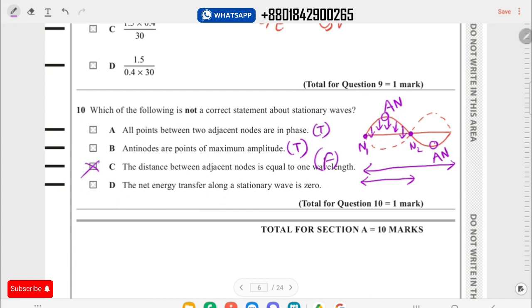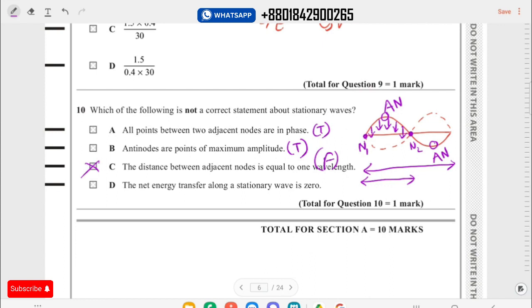I'll explain option D. The net energy transfer along a stationary wave is zero, which is true. On a stationary wave, no information is being transferred, so no energy is being transferred in this situation. So net energy transfer along a stationary wave is certainly zero, which means that option D is not the answer, because it is a true statement for the stationary waves concept.